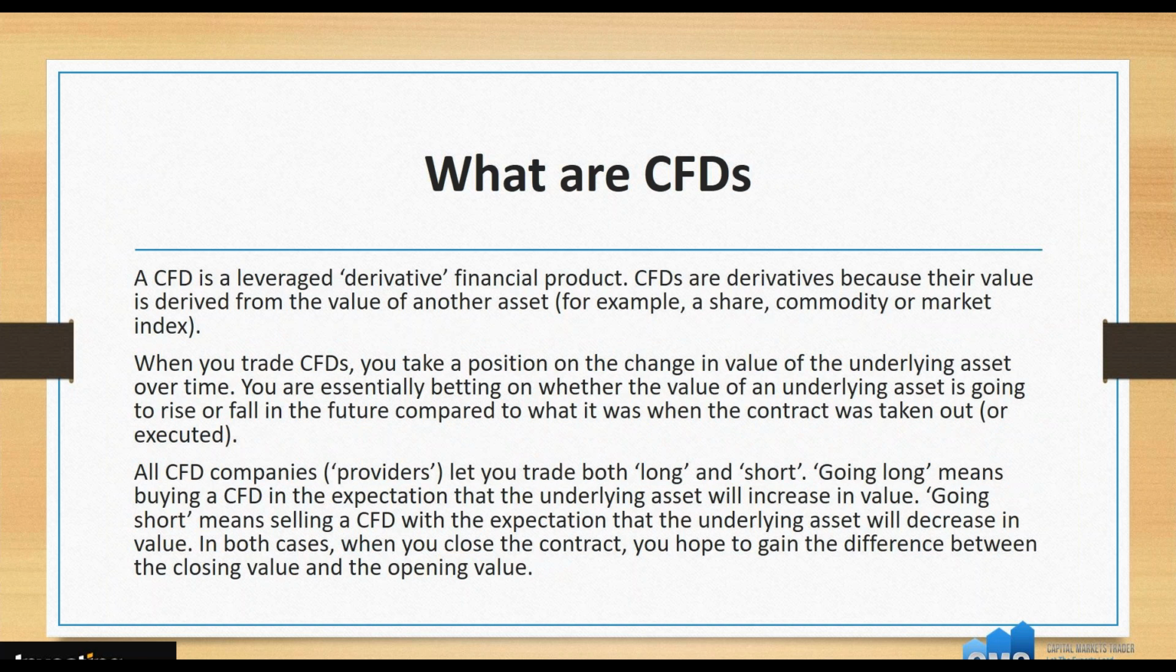Now, a CFD is a leverage derivative. Because you don't own anything, the value of that contract is derived from the actual spot value of what the asset would be selling for. So in other words, if Bitcoin was selling at $44.50, since you're not buying Bitcoins, the value of your contract would be derived from the value of the Bitcoin. Because you're not actually buying something, it's a derived product, so it's called a derivative. CFDs are derivatives because their value is derived from the value of another asset. When you trade CFDs, you take a position on the change in the value of that underlying asset.